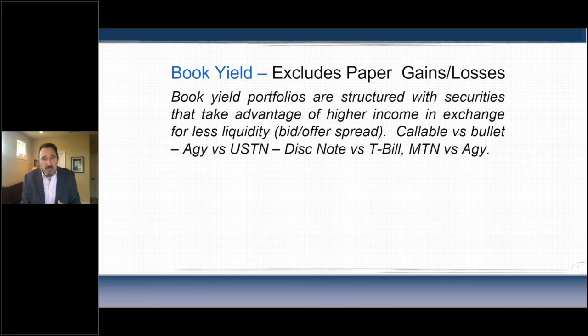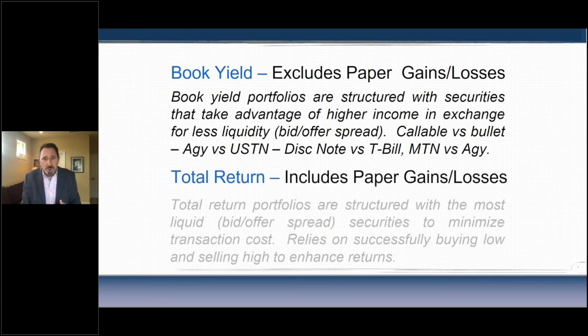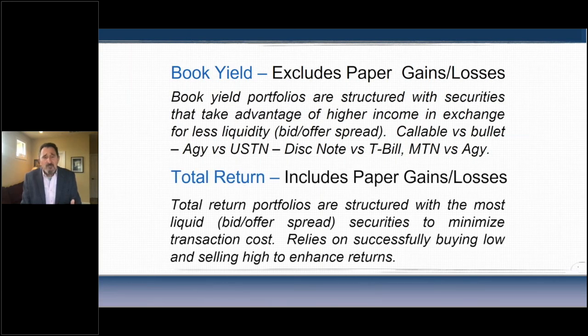When you're dealing with an active total return portfolio that includes paper gains or losses, and that will be actively buying and selling the portfolio or bonds within it, that bid offer spread matters. And the book yield, if you will, plays less of a role of contribution to the return than the gain and loss, the paper gain and loss.